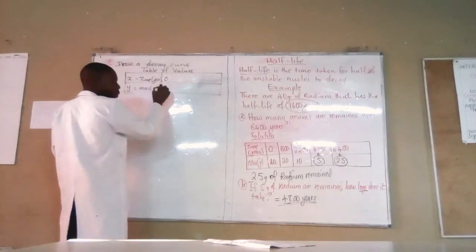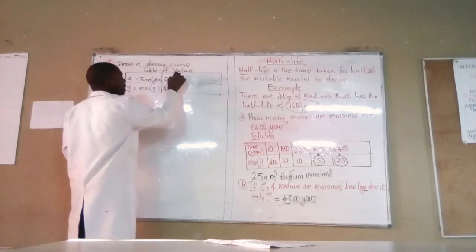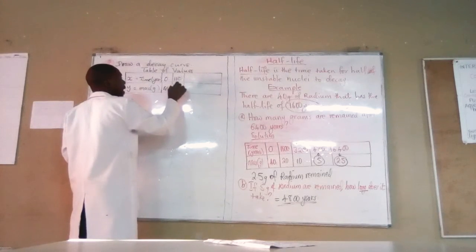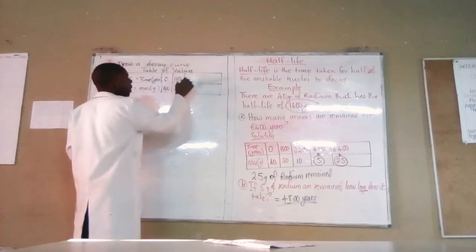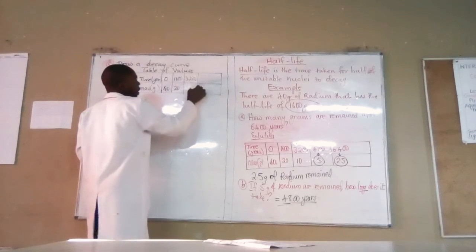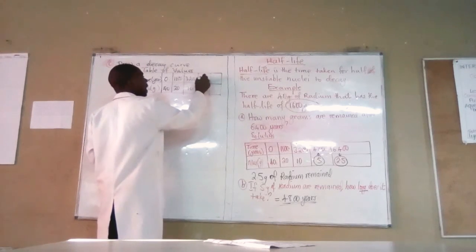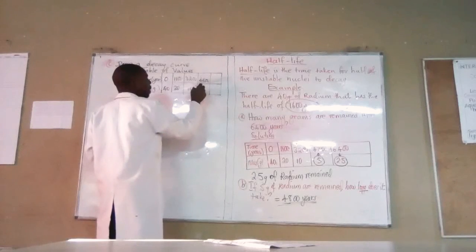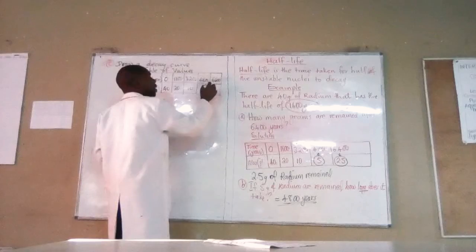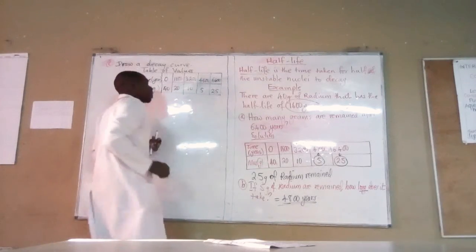So we have 0, we have 40, we have 16, we have 20, we have 32, we have 10, we have 48, we have 5, we have 64, and then we have 2.5.